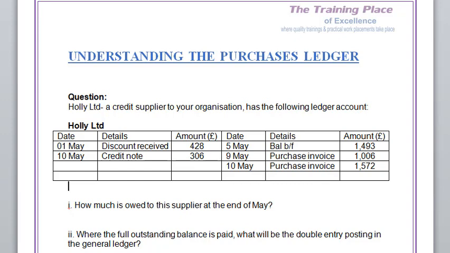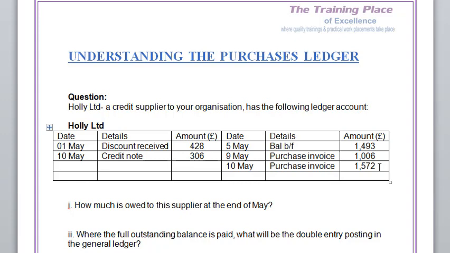You will see we have them on the debit side, discount received, and a credit note, the amounts. On the credit side, we have balance BF, implying to me that this is the opening balance, and this is on the credit side, so it's a liability account. The purchase invoice, which will be the gross amount, and then another purchase invoice, which is again the gross amount.